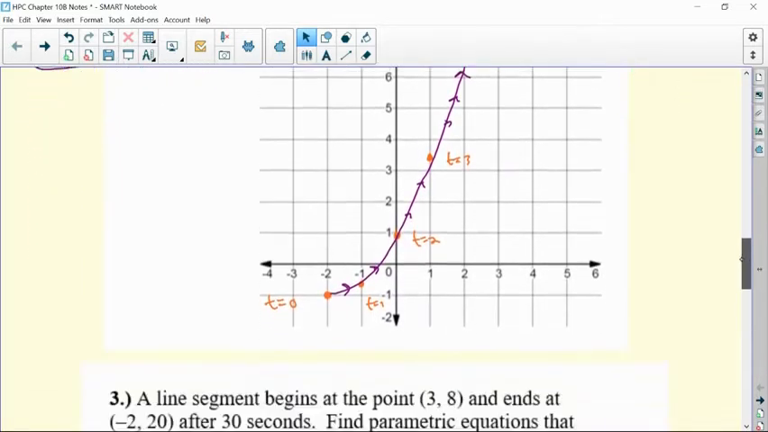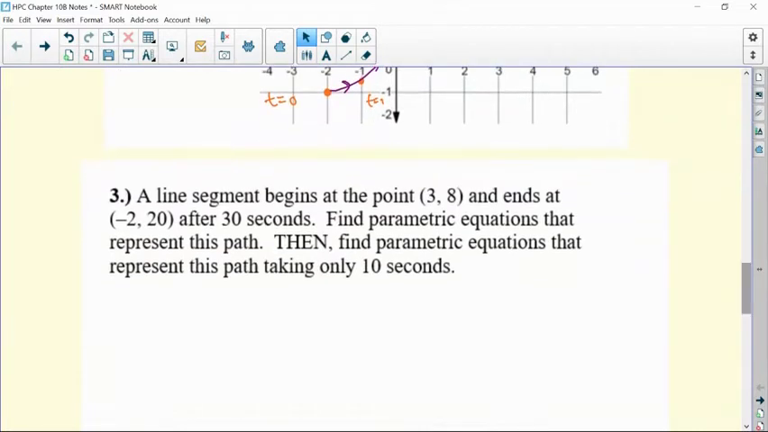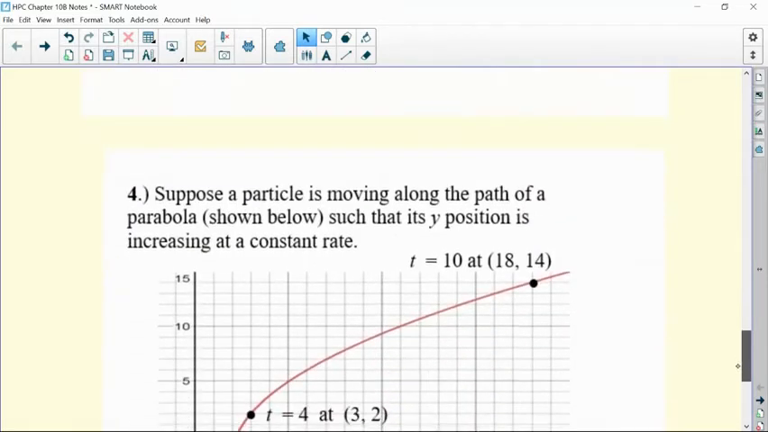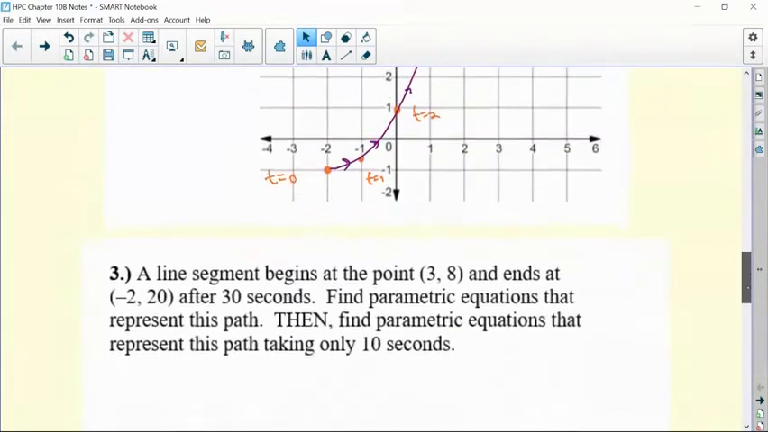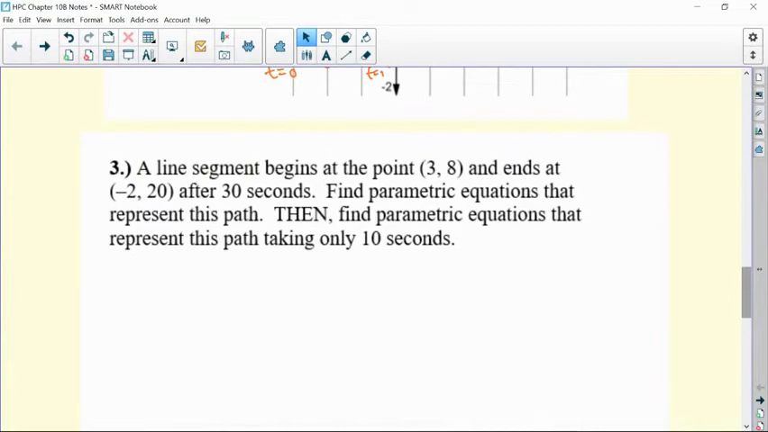Okay. And so I want to almost go backwards in a way, saying, okay, here's some information. So in example 3, I have some data in terms of locations, and even in example 4, I see the path and I have some times. I want to create parametric equations that not only model the position, but also how fast it's going through that.